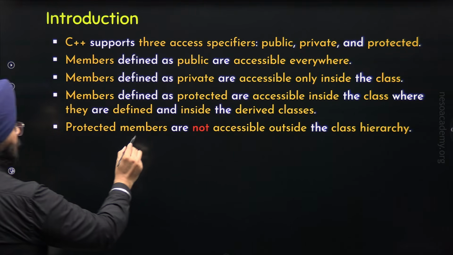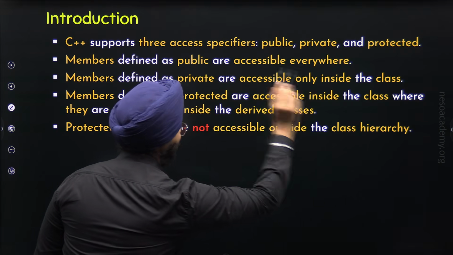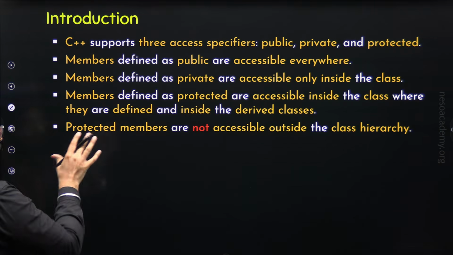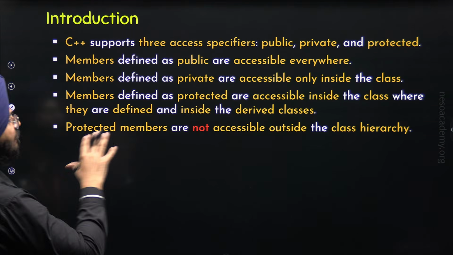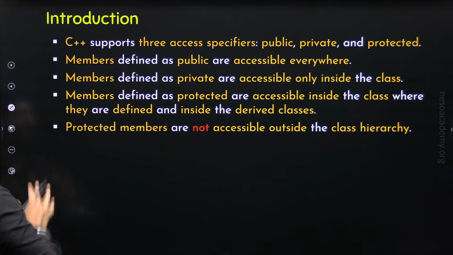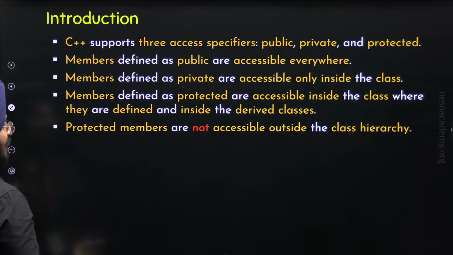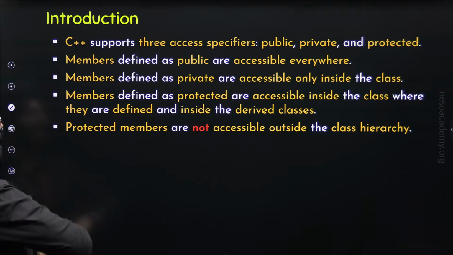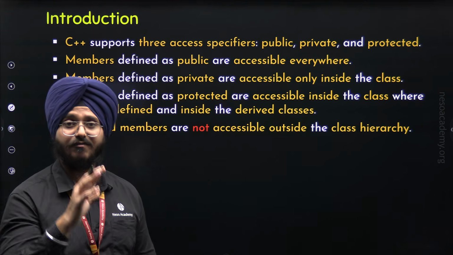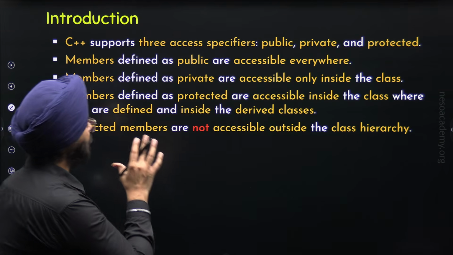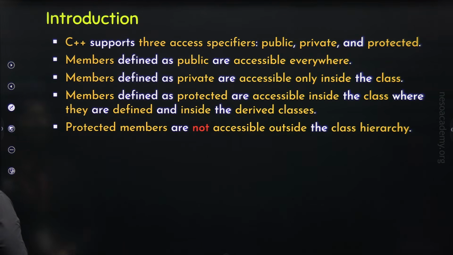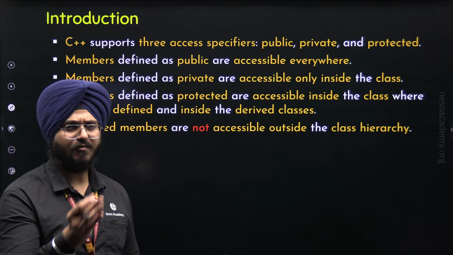Also, protected members are not accessible outside the class hierarchy. So we cannot access protected members anywhere else. We can only access protected members inside the class where they are defined and inside the derived classes, not in any other class or any other function. So these are the points that we have understood properly, and I hope with these points, the difference between these specifiers is also clear to you. Now let's make it more clear with the help of an example.